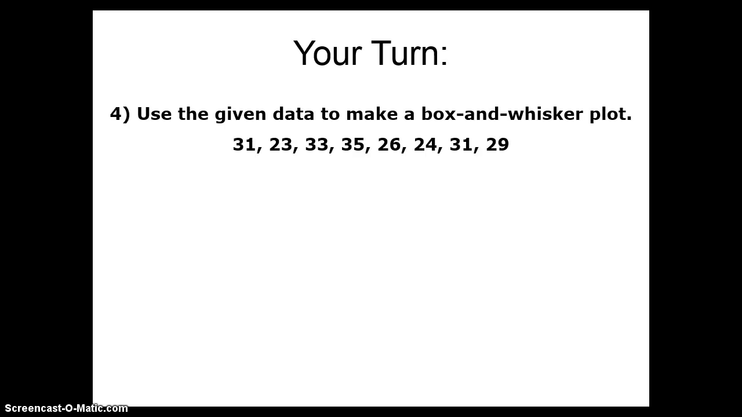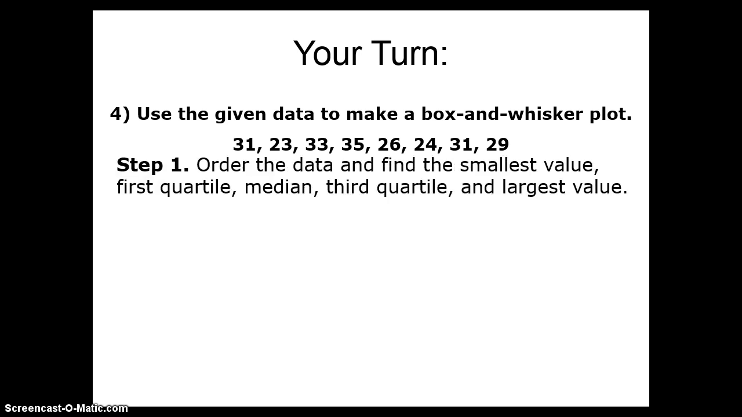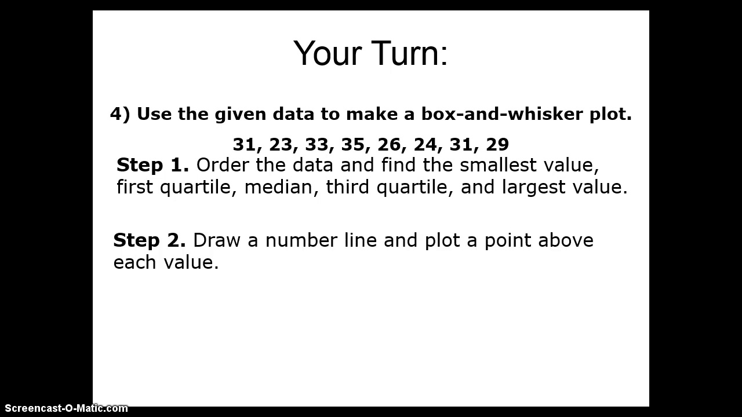Now it's your turn. Use the given data to make a box and whisker plot. Let's recall the steps. Step 1, order the data and find the smallest value, first quartile, median, third quartile, and largest value. Then, draw a number line and plot a point above each value. Once you've done that, you can draw the box and whiskers. We are done with this lesson.